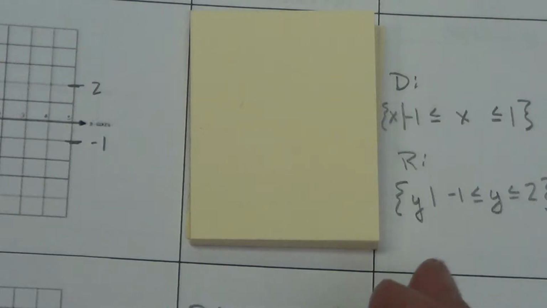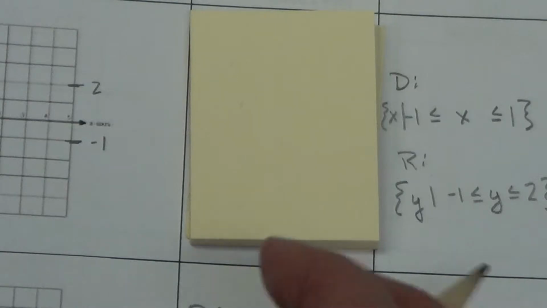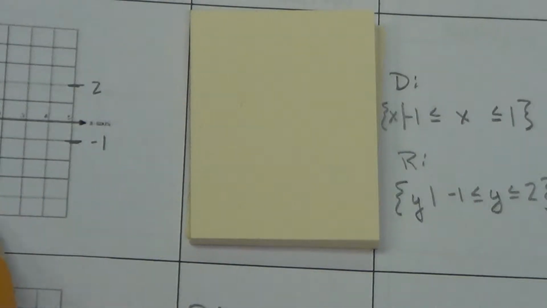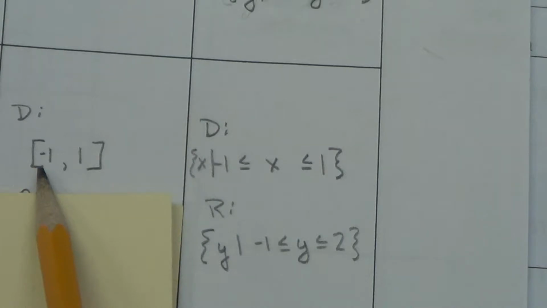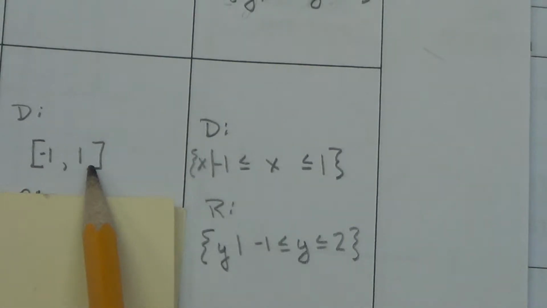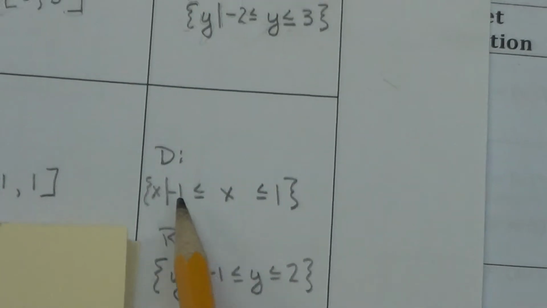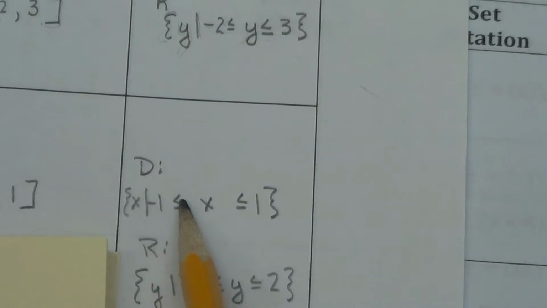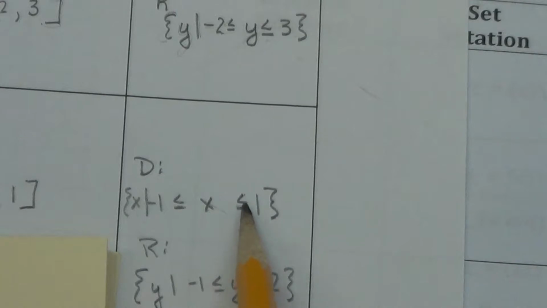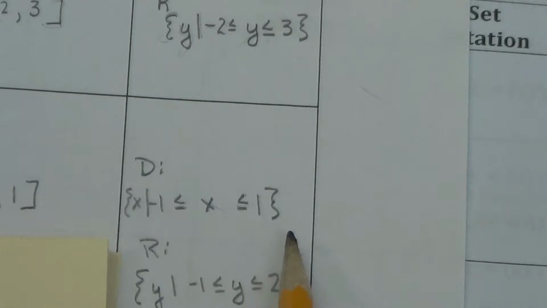Pause the video and try to do your interval notation and your set notation. Going left to right, the domain is restricted between -1 and +1. So we write the restriction as it can be equal to -1, it can be equal to +1. In the set notation, we write x such that -1 is less than or equal to x, less than or equal to +1.